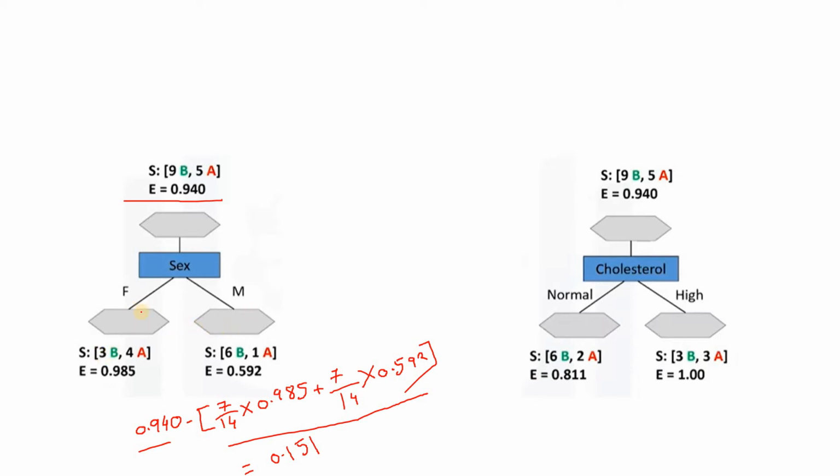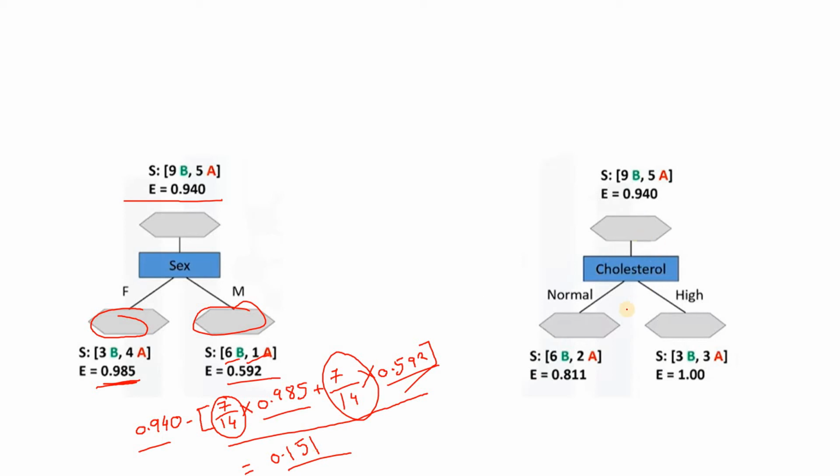See what is happening. On this particular side, how many total data points? 3 plus 4, 7. Out of how much? 9 plus 5, 14. So out of 14, 7 are coming here, for which entropy is 0.985. So I am doing 7 by 14 multiplied by 0.985. On this side, how many total data points? 6 B, 1 A, 6 plus 1, 7. Actually in the parent it was 14. So 7 by 14 multiplied by 0.592, the entropy for this node. If you compute this, you will get approximately 0.151. So the decrement in entropy after splitting based on the sex criteria, using this formula, is 0.151.